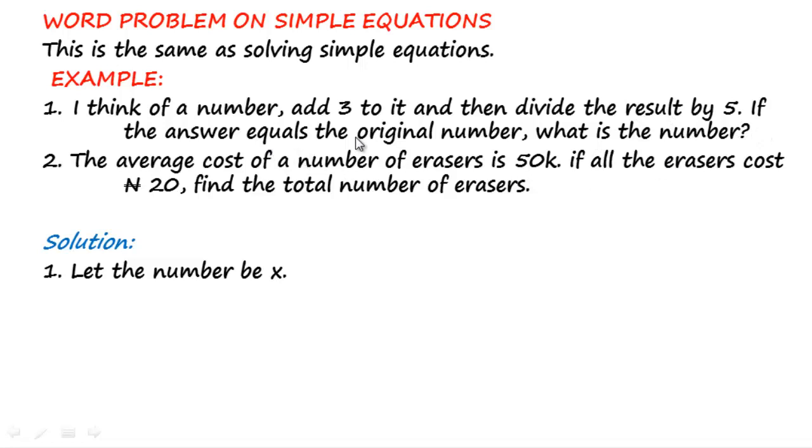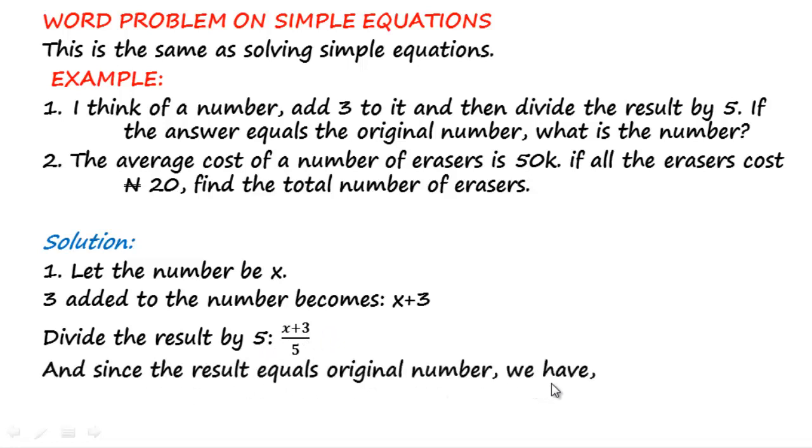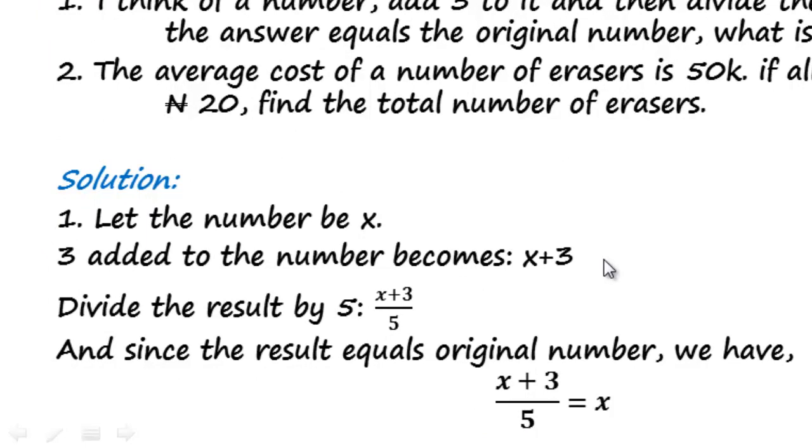And if the answer is equal to the original number, which is x, what is the number? Let me move on. Now you add 3 to the number, it will become x plus 3, and then when you divide the result by 5, it becomes (x plus 3) divided by 5. Since the result is equal to the original number, which is x, we have (x plus 3) divided by 5 equals x. This is the interpretation of that number 1 expression, which you can simplify to find x.